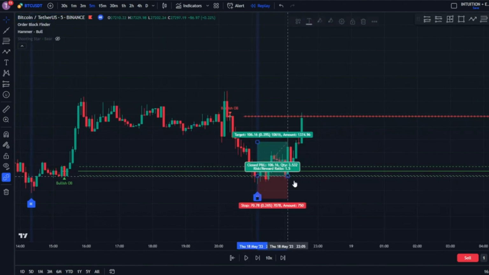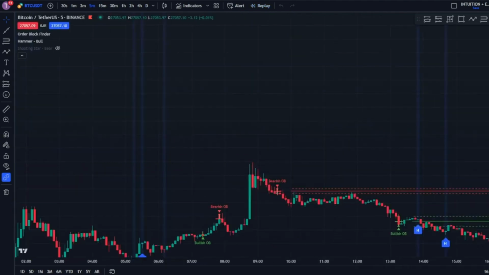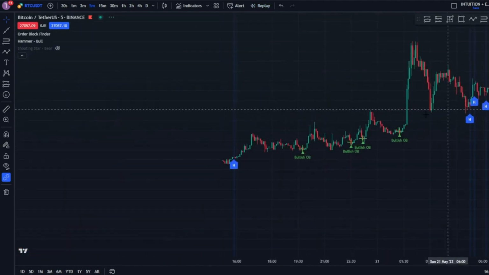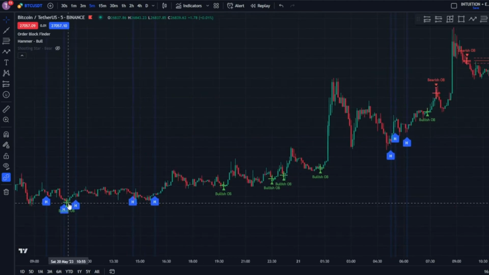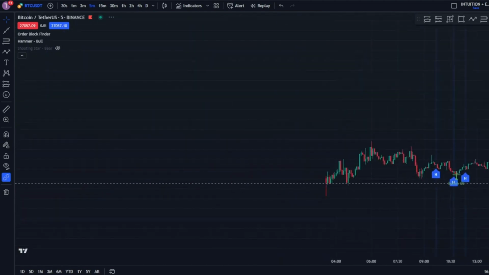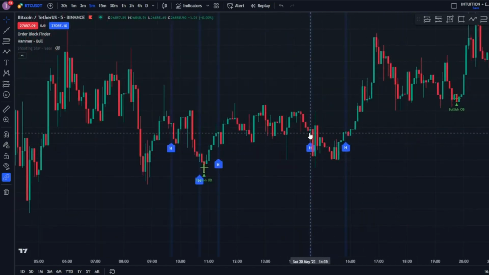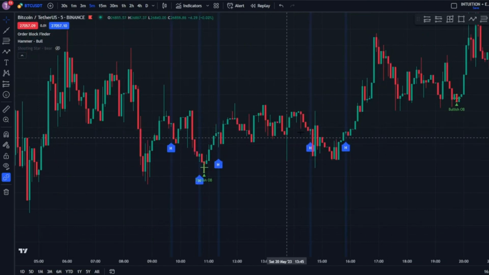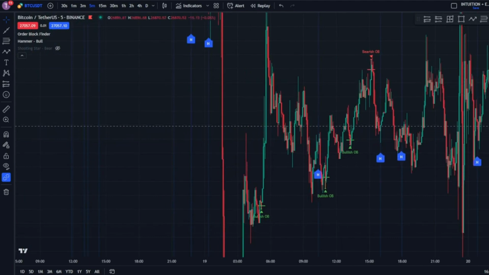Same thing, let's look for other trades. That's how you take the trade. Now we want to look for another trade. Right here we have this trade with a bullish order block and a hammer formation, but the hammer formation is too far away from the bullish order block, so that is not valid.